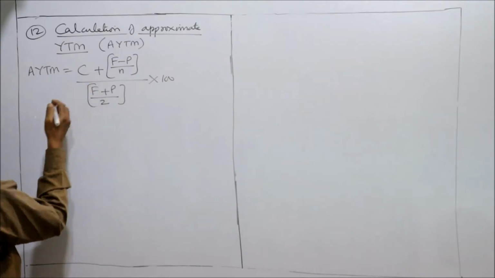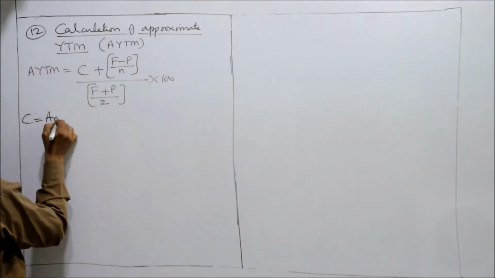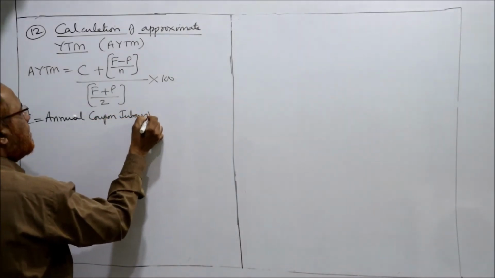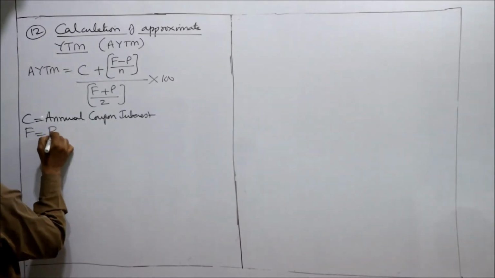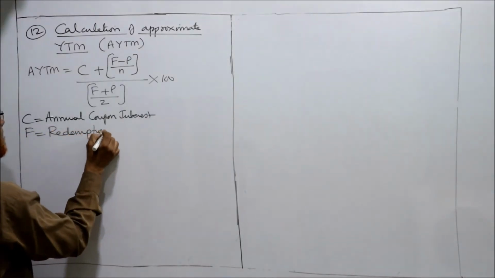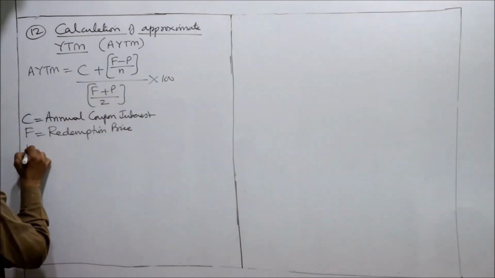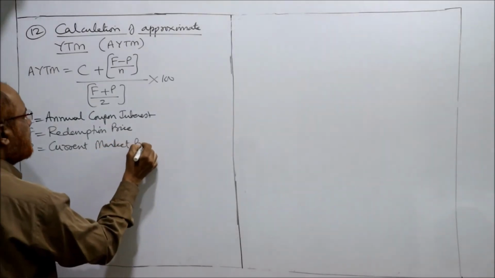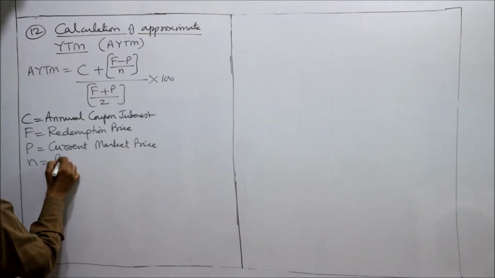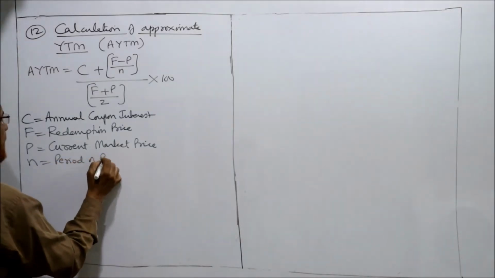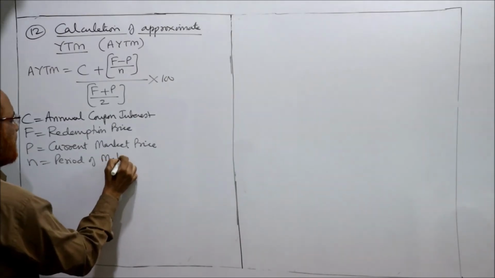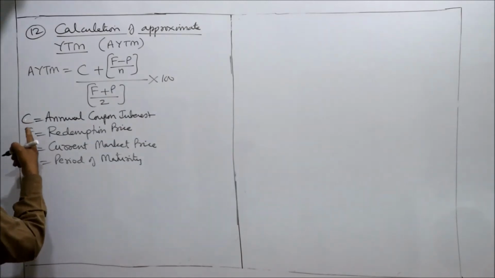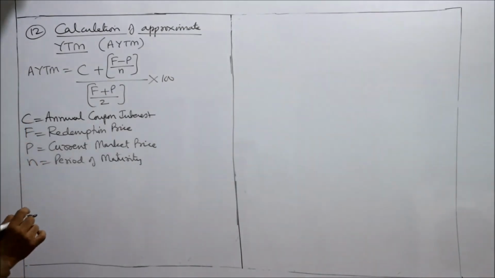Here what do you mean by these symbols? We'll write C is equal to annual coupon interest, F is equal to redemption price, then P is equal to current market price, N is equal to period of redemption, period of maturity. Then these are the things we require. C, F, P, N. बस यही चीजें चाहिए, right?